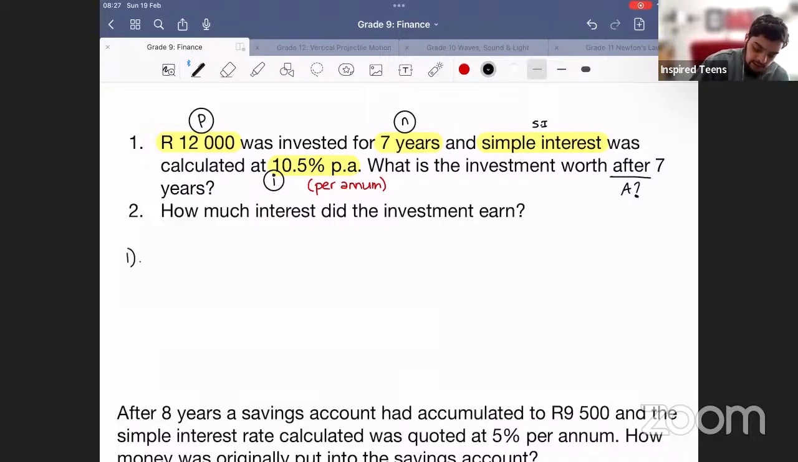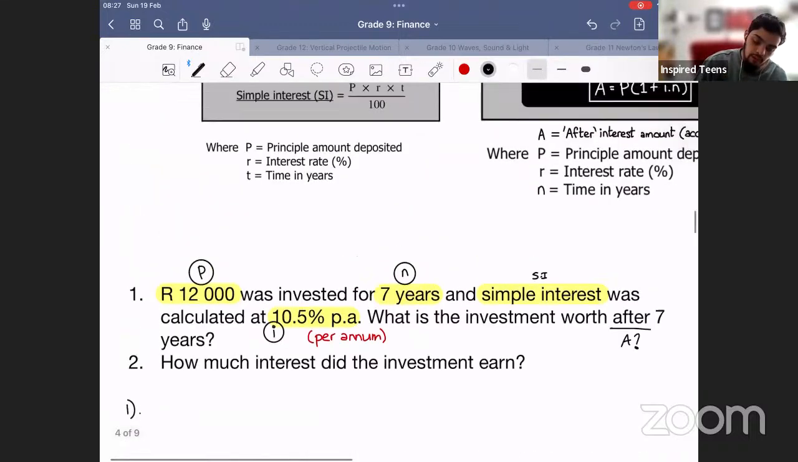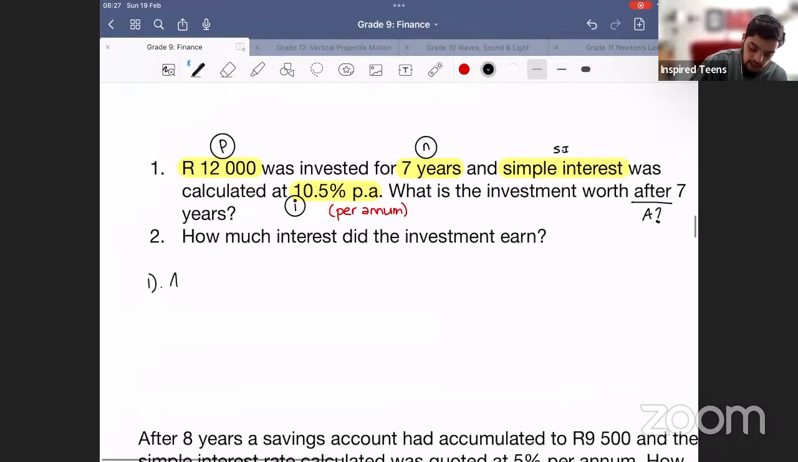Okay. So firstly, we're going to use our formula, which is A equals P(1 plus I times N). 12,000 is P. So we put it there. 1 plus percentage. Okay, so you're going to either write the percentage as a decimal by dividing it by 100, or you're going to actually write 10,5%. Okay, you have to add the percent because otherwise it's just 10,5. 10,5% times what is N? N is number of years, which is 7.